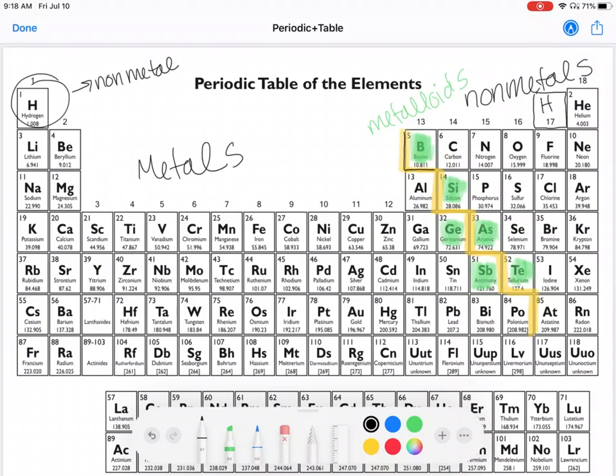Okay, so feel free to print out this periodic table and write notes on it. You can use highlighters, or you can just write in pencil or pen, whatever you need to learn all of this material. Feel free to mark up your periodic table.